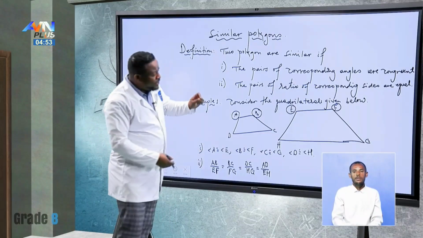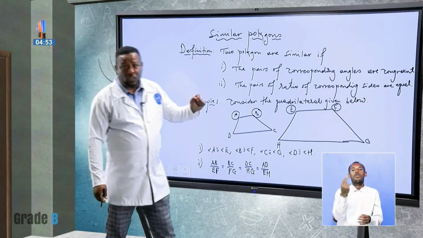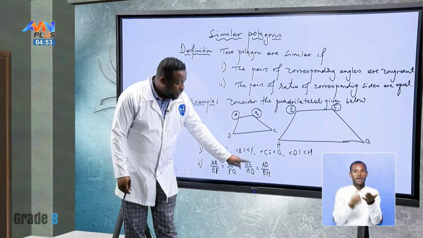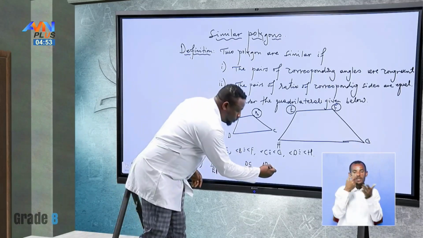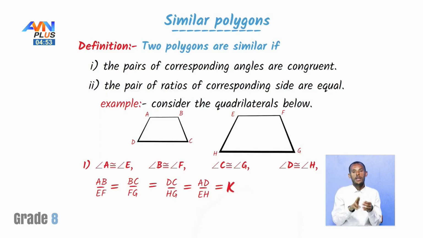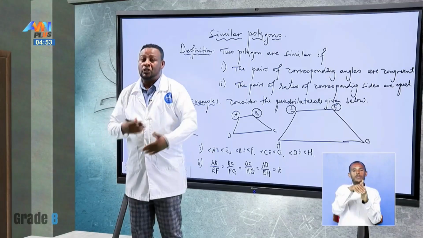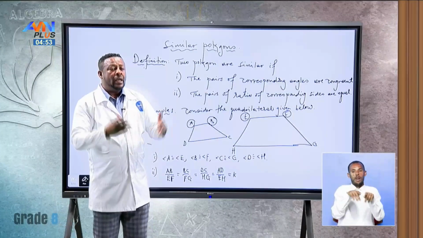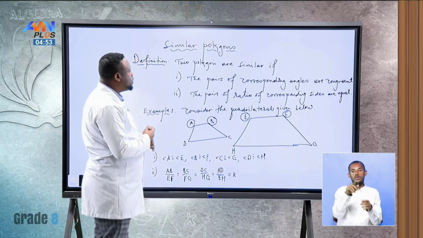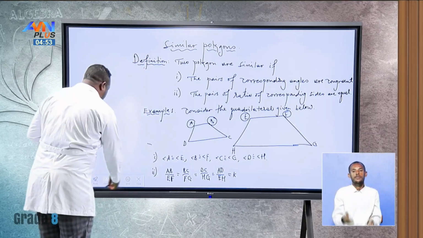So the other important thing that you need to know here is the ratio of all these things is usually denoted by K, and this K represents the proportionality constant, okay? So you need to be familiar with this. So let's see an example.